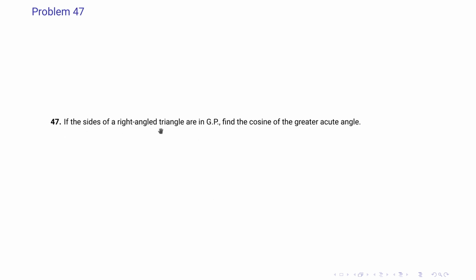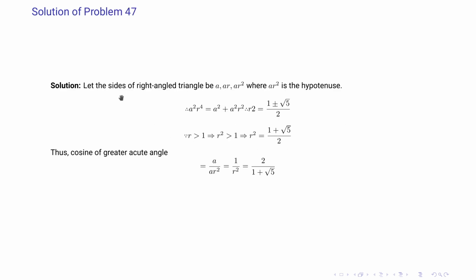If the sides of a right angle triangle are in GP, find the cosine of the greater acute angle. So we let the sides of the right angle triangle be a, ar, ar square, where ar square would be the hypotenuse if r is greater than 1. So a square r to the power 4 is equal to a square plus a square r square.